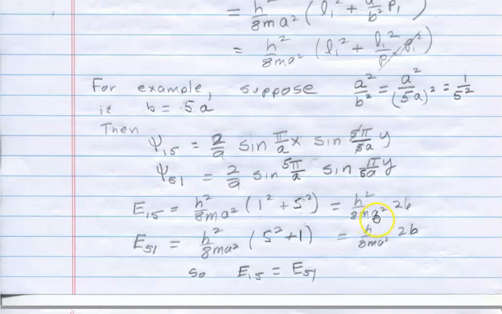The energy levels are as well. This first one is 1 and 5, so that becomes 26. The second one is 5 and 1, so that becomes 26 as well. And so E15 is E51, simply because these ratios of A's and B's turn into a ratio of integers, squares of integers, really.